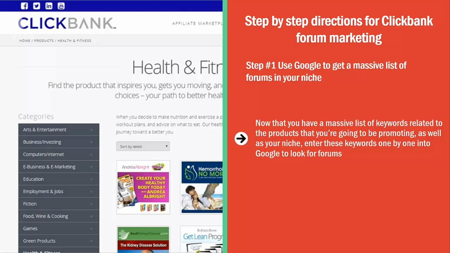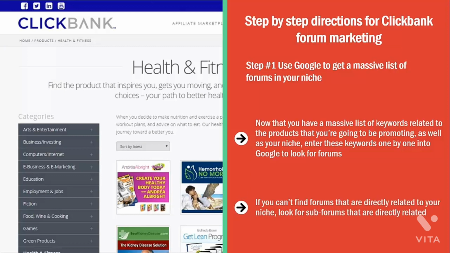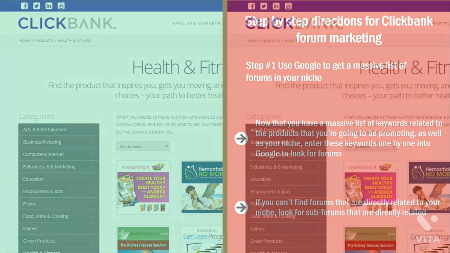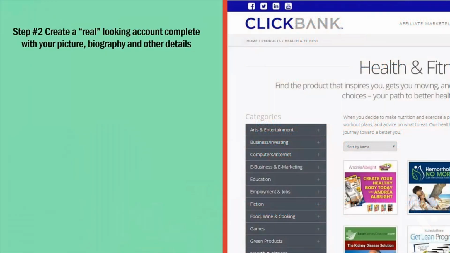You're not looking for blog posts. You're not looking for Quora questions. You're not looking for places to post Facebook comments on. Instead, you're looking for actual forum discussions, or better yet, forums that are directly targeting your niche. If you can't find forums that are directly related to your niche, look for sub-forums that are directly related. If you can't find that, look for off-topic or general chat sections of these forums where people talk about your niches.